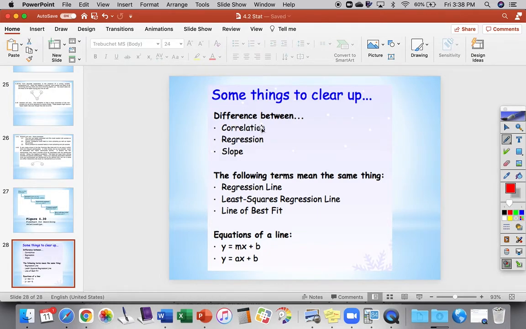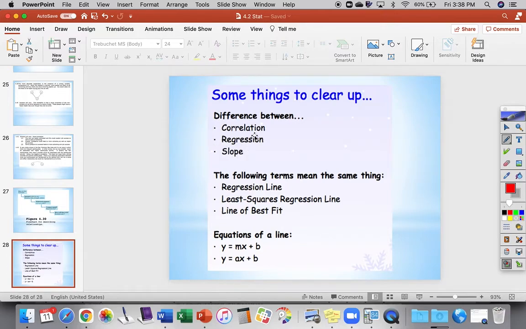Correlation is r. Regression is the equation of the line, y equals ax plus b. Down here, y equals ax plus b is called regression. Slope is just the a value. It is just how much does y change when x changes by 1.